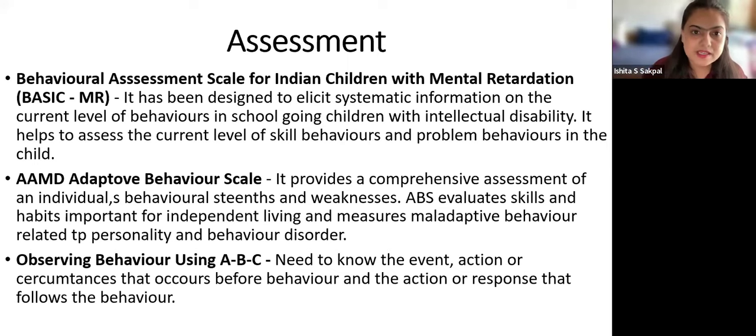And it helps us to understand what is the current level of performance of children and also helps us to identify what are the problem behaviors. Similarly, we have ABS. It also gives us an overall view of what is the current level and which are the skills in which the child is independent and which are the areas where the child needs help, and also helps us understand what are the maladaptive behaviors in the children and whether those behaviors are frequently occurring or they are occasionally occurring. And on the basis of that, we select the goals and we plan our IEPs for the children.